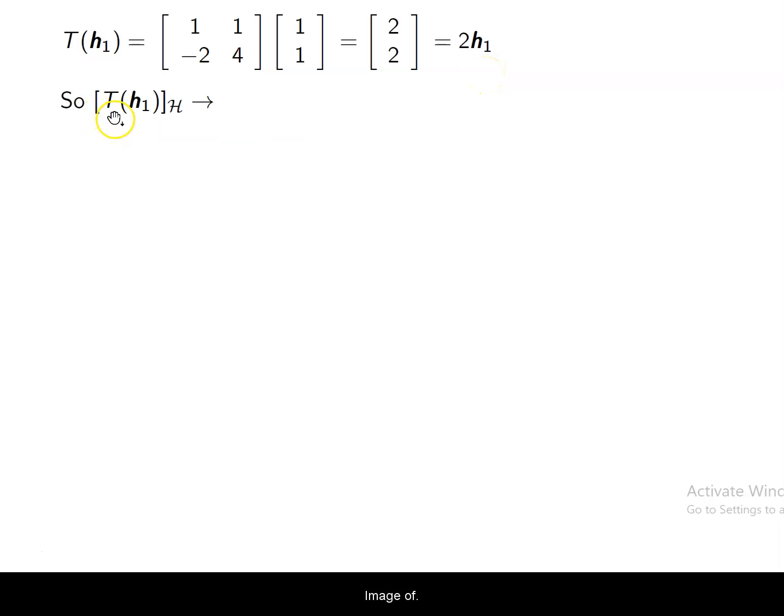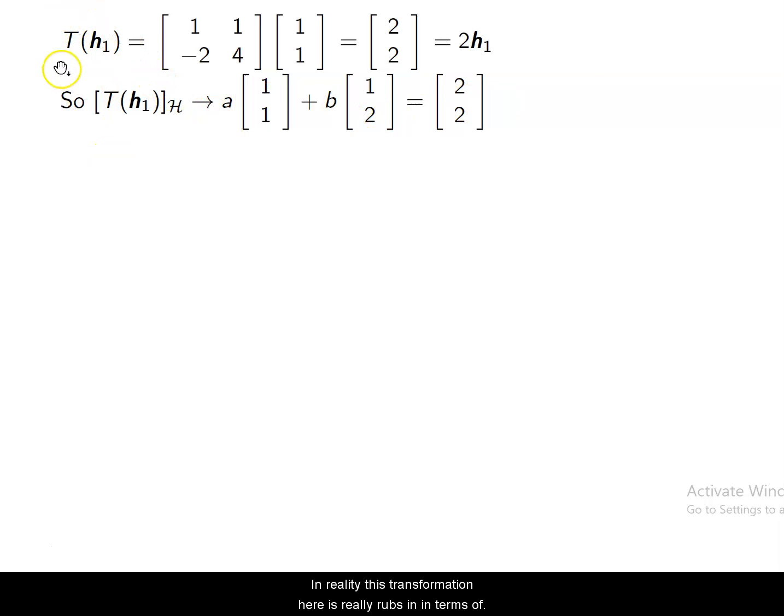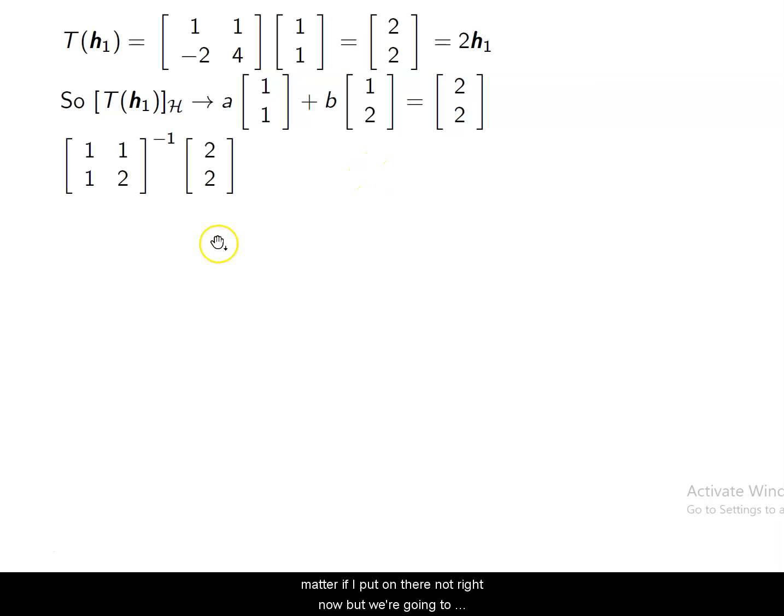So the image of T in terms of H I need to find. In reality this transformation here is really represented in terms of G, right? It's just that G is the standard basis, so it doesn't matter if I put it on there or not for right now. But we're going to solve this in terms of H, so we get the coordinate vector of this transformation in terms of H, which is 2, 0, right?